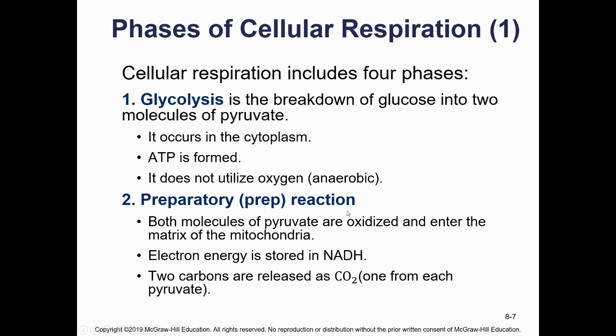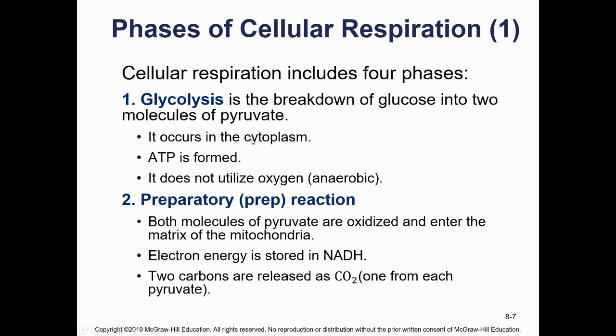The second step is the preparatory reaction. Some textbooks show this as a separate step. Some just sort of incorporate this, wrap this right up into the third step, the Krebs cycle. Calvin cycle is photosynthesis. Don't get our cycles mixed up. So the Krebs cycle, or the citric acid cycle, is part of cell respiration.